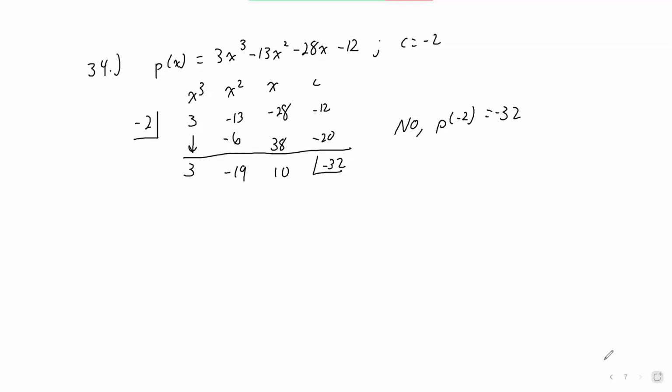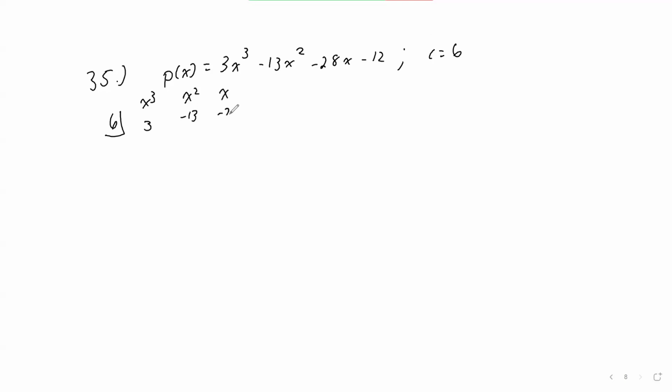All right, let's do one more. Let's look at number 35. 35 says P of x equals 3x cubed minus 13x squared minus 28x minus 12. C equals 6. So I'm going to take my 6. Again, notice I'm not changing the sign when it's in this form. When it's in the factor form, that's when I change the sign. So x cubed is 3. X squared is negative 13. X is negative 28. Constant's negative 12.